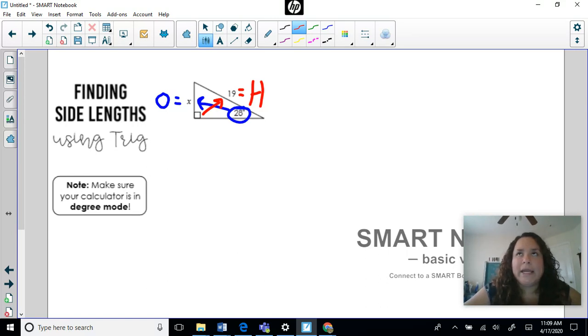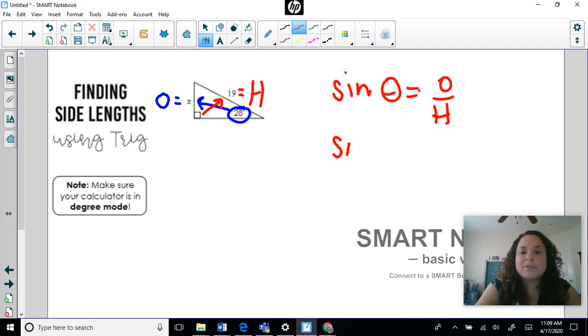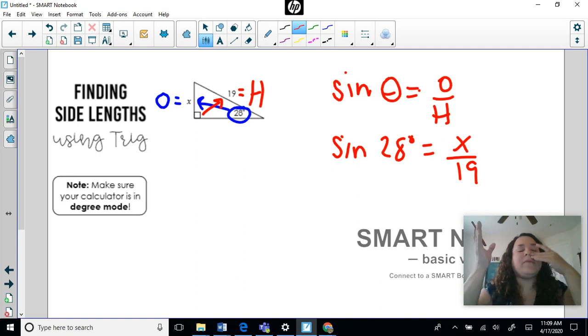When we see O and H, we think of some old hippie. So some old hippie, remember, refers to sine of theta. Sine of theta equals O over H, right? So when I substitute into this problem, my theta is 28. So we're going to have sine of 28 degrees equals X over 19. Now, in this video, we're going to be focusing on trig ratios when X is at the top of the fraction. In the next video, we'll focus when X is at the bottom of the fraction. And in the last video, we'll talk about how to find the values of the angles, okay?